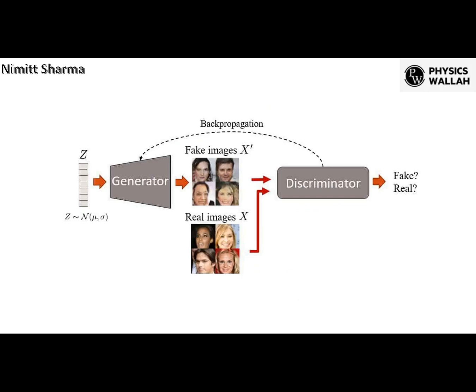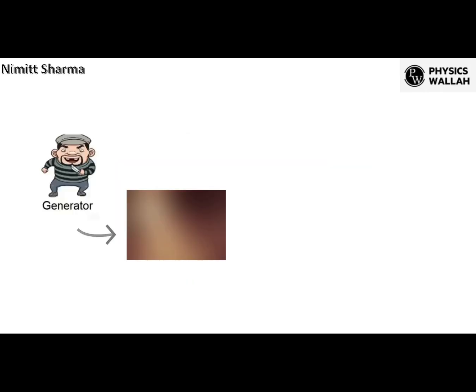Let's say you have a generator AI whose job is to create fake images, let's say fake paintings. Then you have a discriminator AI, whose job is to figure out if the image is real or fake. In the beginning, the generator is bad, like really bad. It makes weird, blurry images. The discriminator easily catches it and says it's fake.